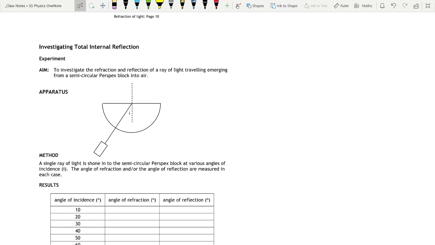Okay, so we're going to talk a little bit about total internal reflection. You have covered this before in National 5, so you should be familiar with it, but we're going to revisit it as well, and we're also going to come across some new equations.